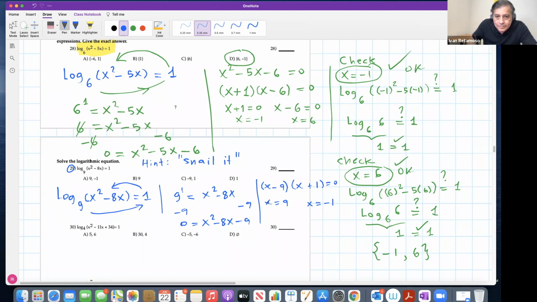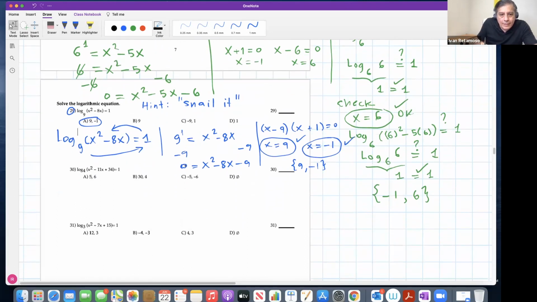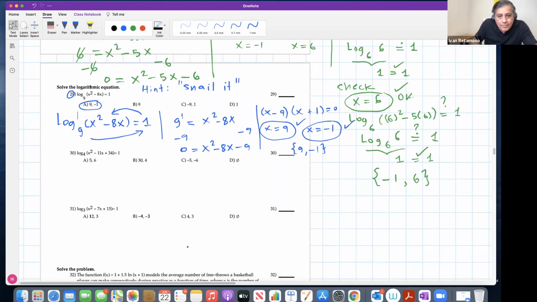When you check as I did here, turns out this is a good one and this is also a good one. They are both good. So solution set 9 and -1, which is here. Yes. Excellent.